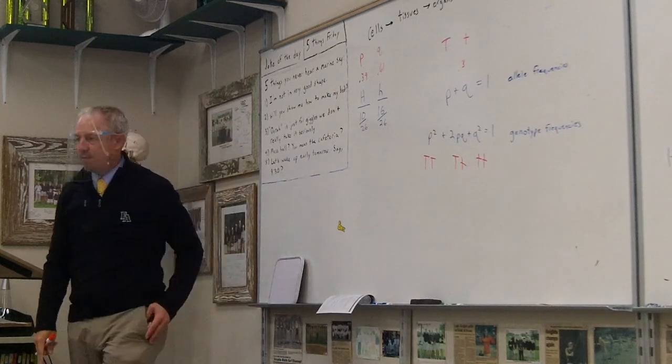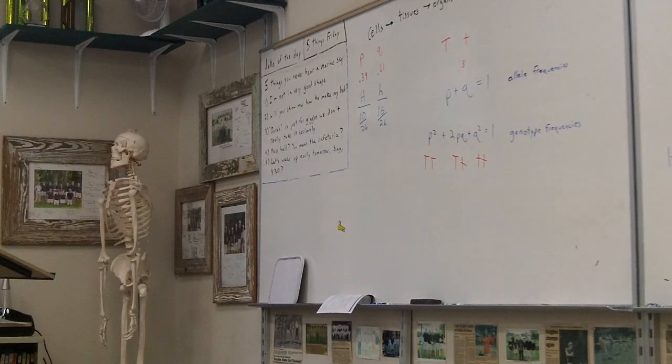Do it now. Do it on a sheet of paper. I'll come around and see. Don't write on the paper that I gave you. I want you to find P squared, 2PQ, and Q squared.